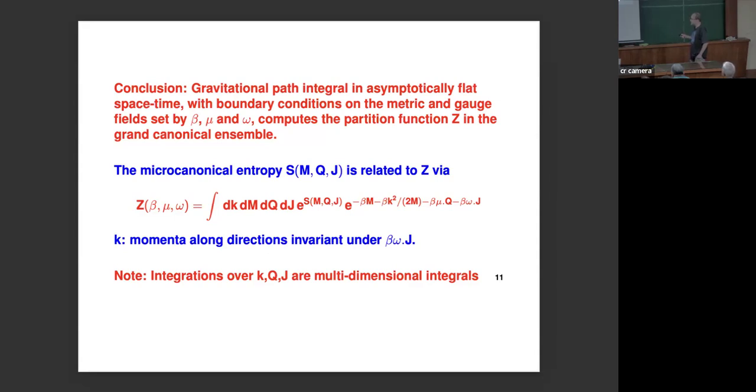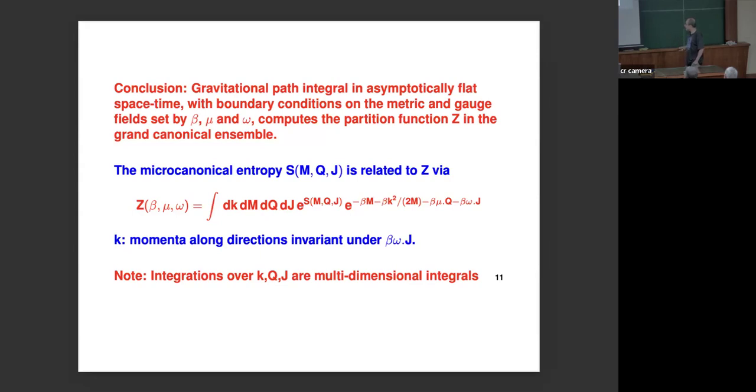Which is given here. The grand canonical ensemble means basically you integrate or sum. I've replaced the sum by an integral; at this level it doesn't matter. We integrate over all possible quantum numbers, which includes the mass, the charge, the angular momentum, and also the momentum that the black hole carries. And so it's weighted by the degeneracy, which is basically the exponent of the entropy. This is what we are trying to calculate, but the gravitational path integral actually calculates this. So you have to invert this to calculate S in terms of Z.